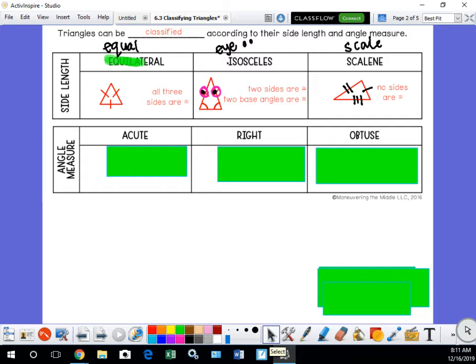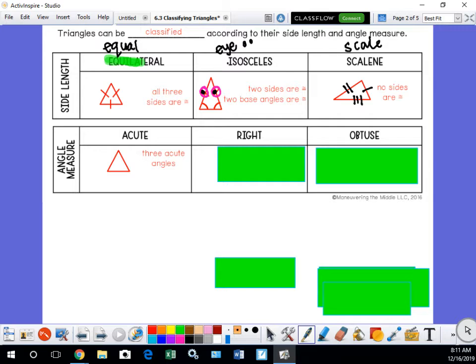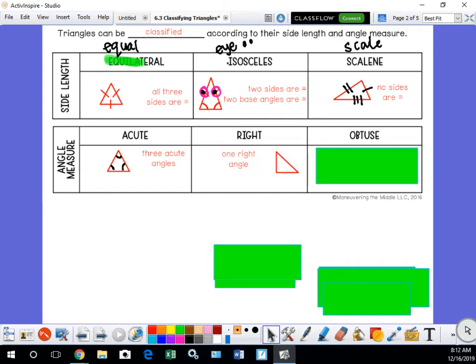So an acute triangle has 3 acute angles. So all of these angles in here are less than 90 degrees. A right triangle has 1 right angle. So right here, see how it makes a perfect square in the corner? That's called a right triangle.